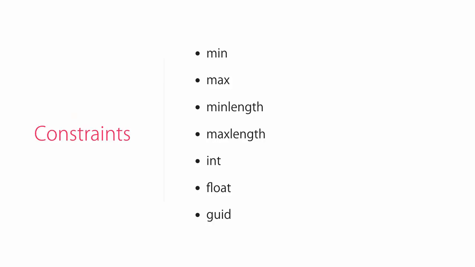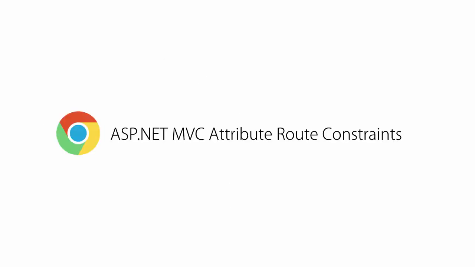We also have a bunch of other constraints like min, max, min length and max length for strings, integer, float, GUID, and so on. You don't have to memorize any of these constraints. Just be aware that they're supported by the framework. If you need to apply constraints to your attribute routes, just Google ASP.NET MVC attribute route constraints.